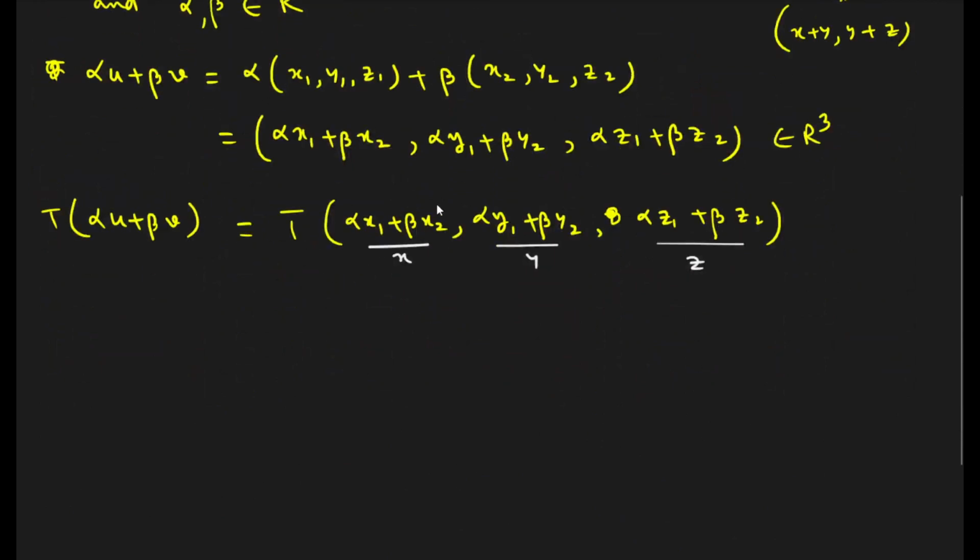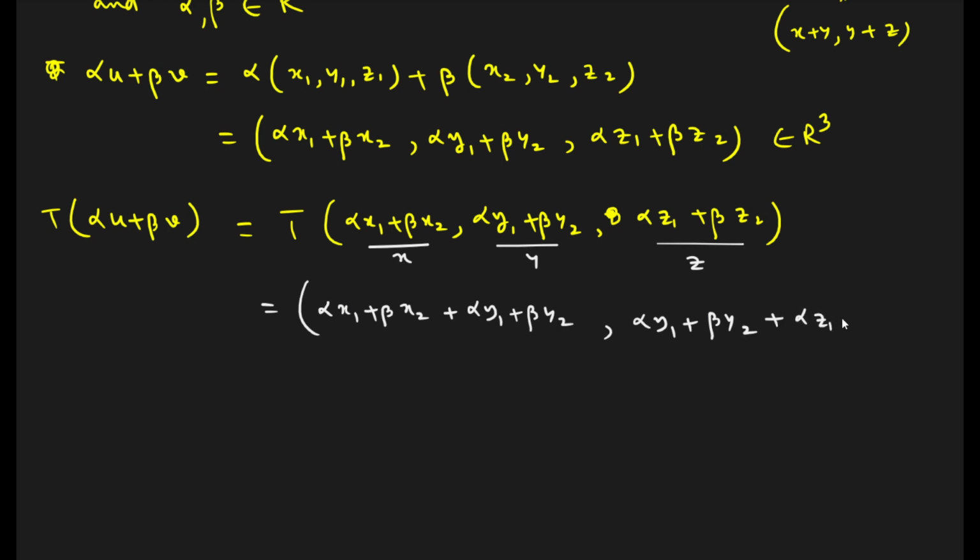So since this is our x, this is y, and this is z, what they are saying is it will be first x plus y. So alpha x1 plus beta x2 plus y. Our y is alpha y1 plus beta y2. Okay, first x plus y, then y plus z: alpha y1 plus beta y2 plus alpha z1 plus beta z2.